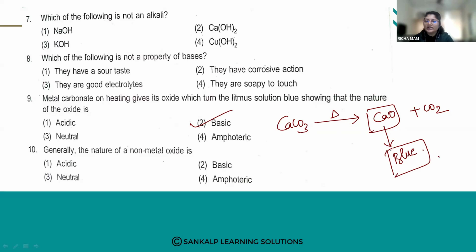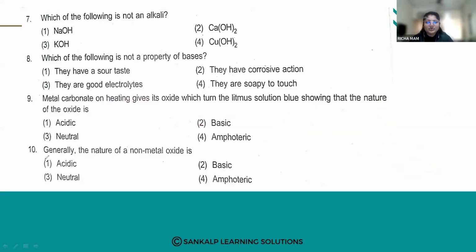And this calcium oxide will turn the litmus solution blue. That means the nature will be basic. Okay, it is basic in nature. So it will turn your red litmus blue. So when red litmus turns blue, then it is basic in nature.